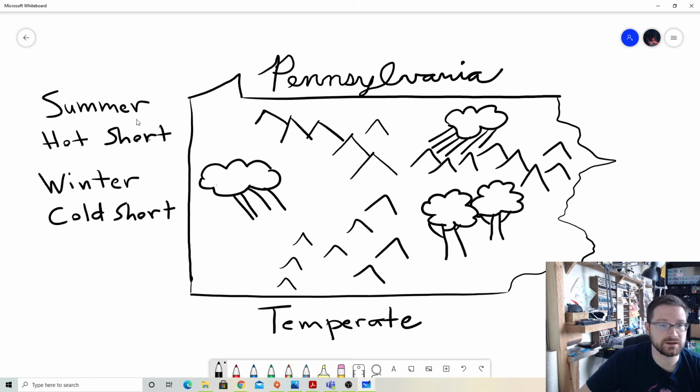I put down that it has a summer, and it's a hot but relatively short summer, and the winter is cold and relatively short. Pennsylvania is one of those states where it kind of gets equal amounts of each one of the seasons, which is kind of nice. So that's it. That's all you have to do. It can be a simple drawing like this, have your state listed, and have your climate listed.